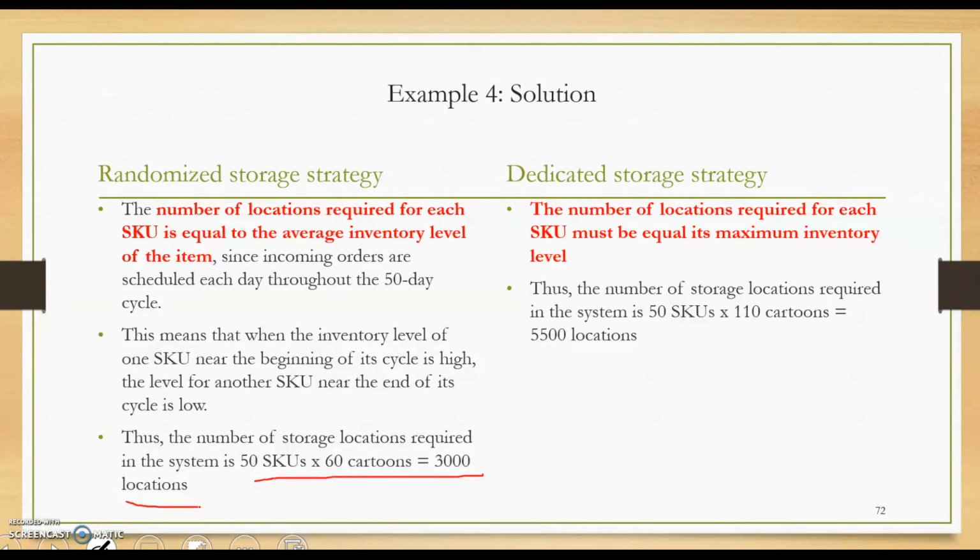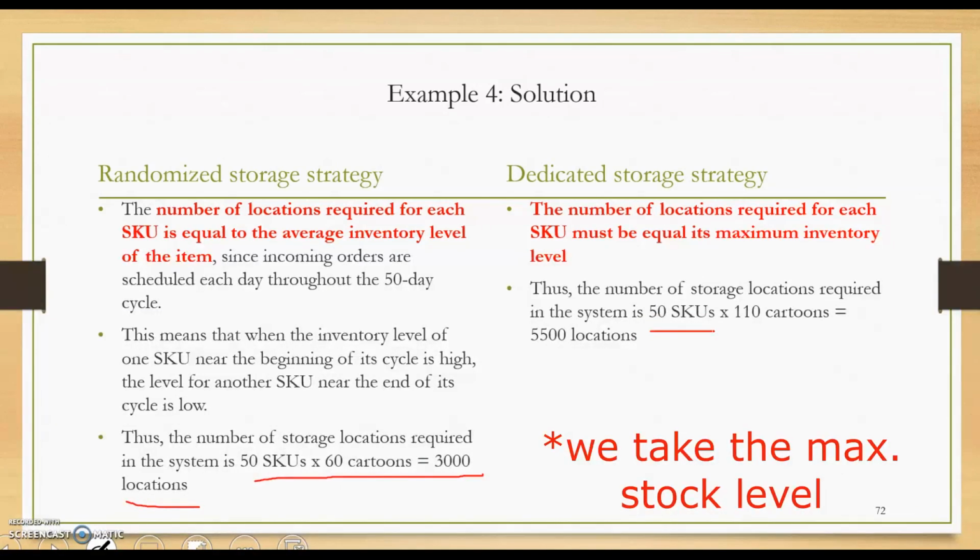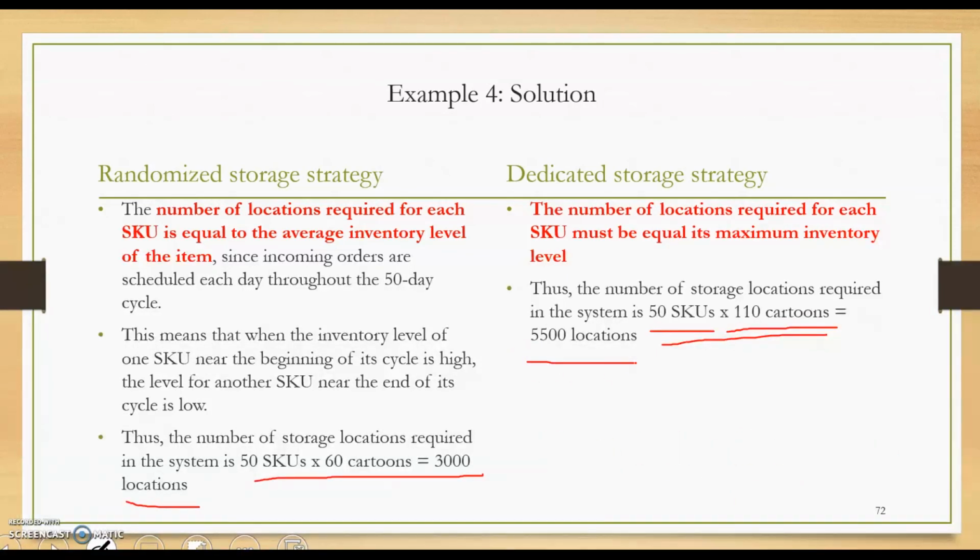For the dedicated storage strategy, each SKU must have its own location. So we have 50 SKU, and at one time there will be 110 cartons. By multiplying these two values, we will get the answer: 5,500 locations.